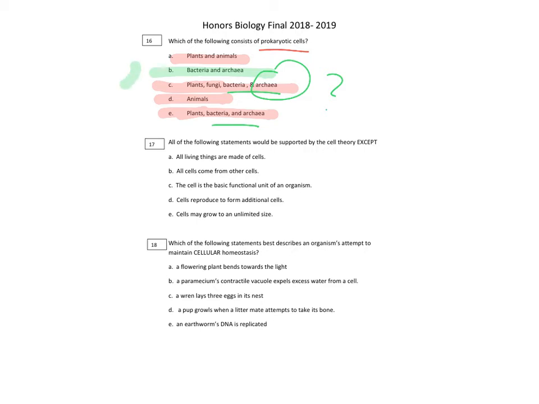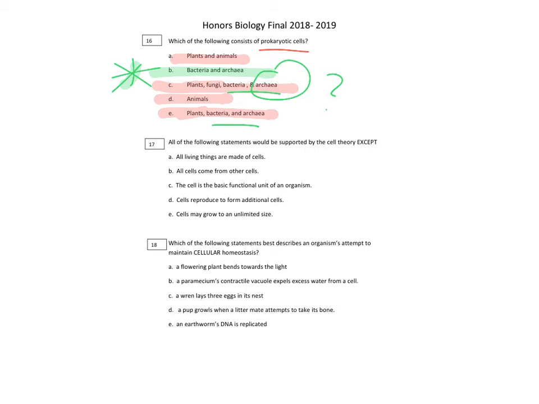If you got this one wrong, all right, so: all the following statements would be supported by cell theory, except. Now this one's related to the other cell theory question. When you're taking a test, you come up to a question, you don't remember what cell theory is. Well, all of these are right except for one.